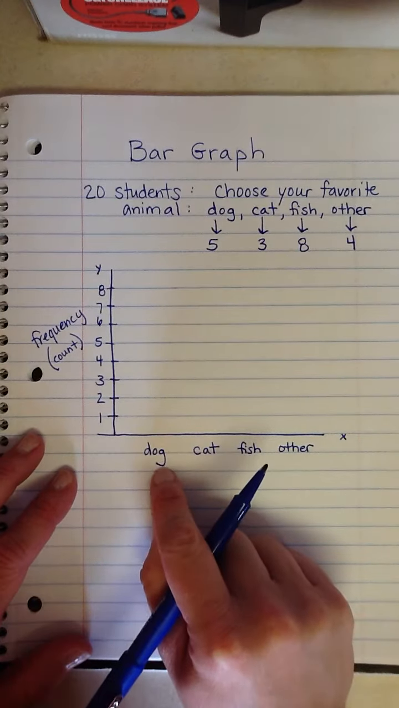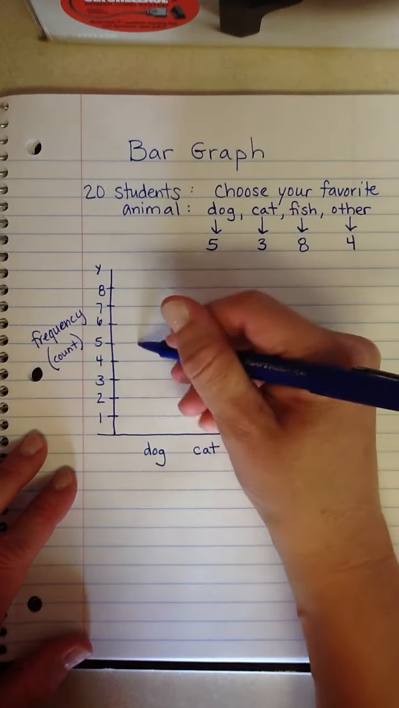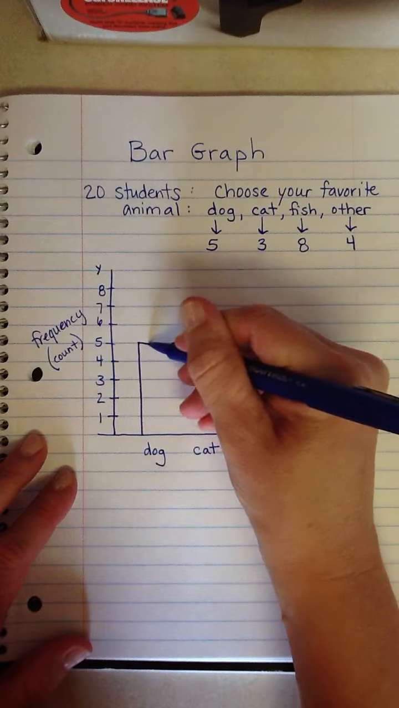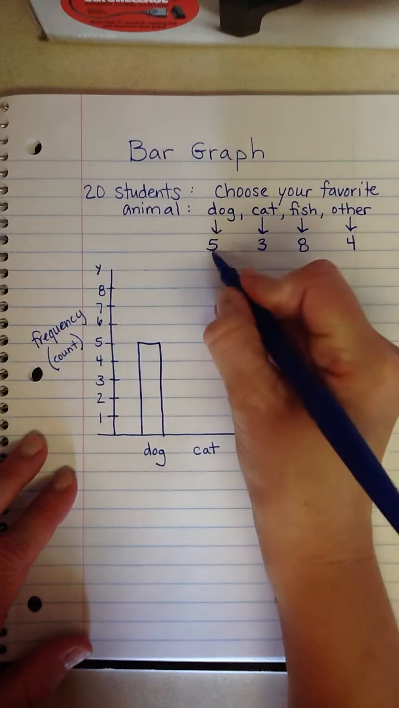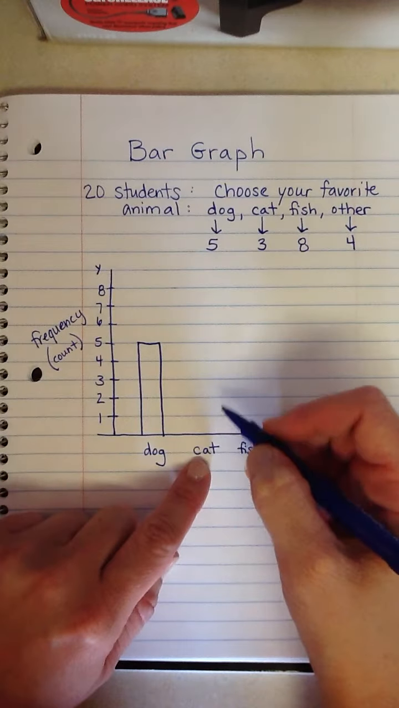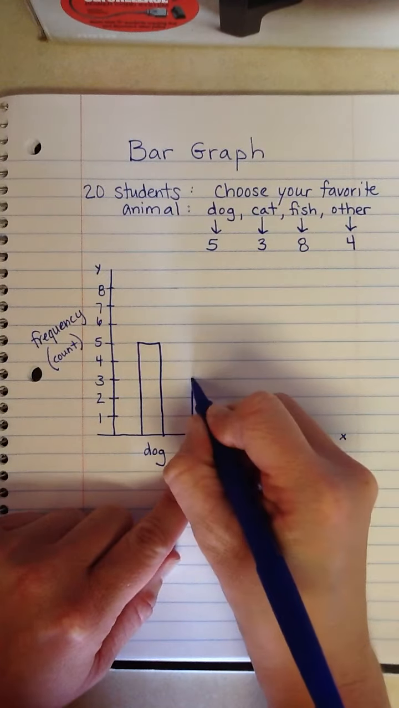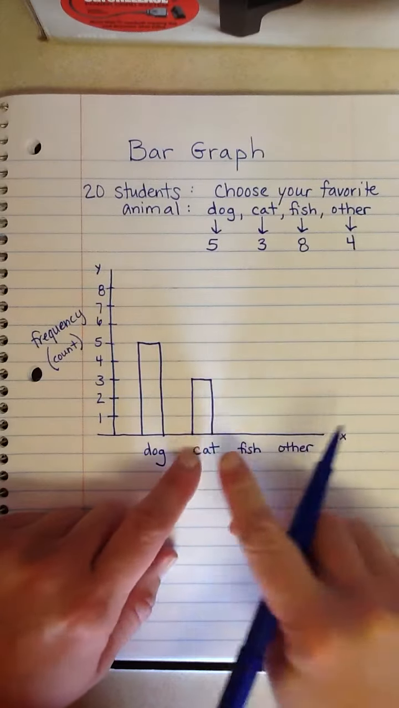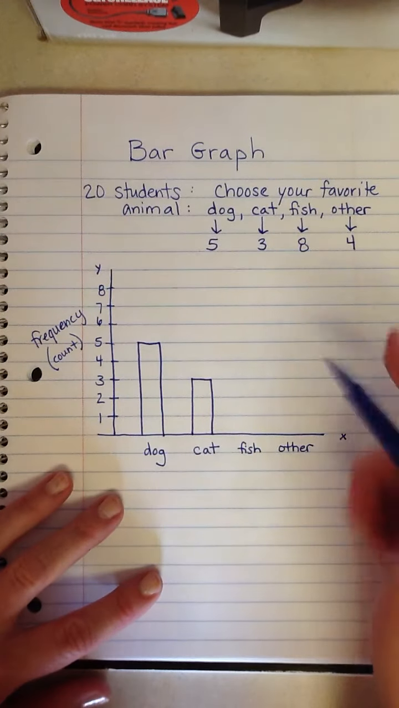So the bar that I have that's going to represent the dog should go 5 units high. And that's because I have 5 students that said that they like the dog the best. My cat bar should go 3 students high. And that's because 3 students preferred the cat the most.